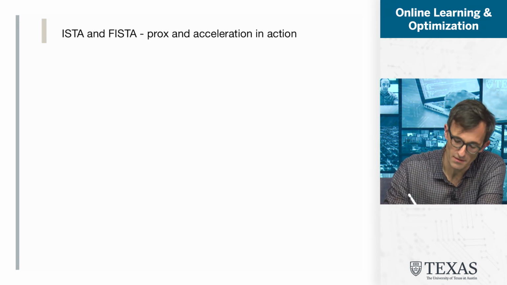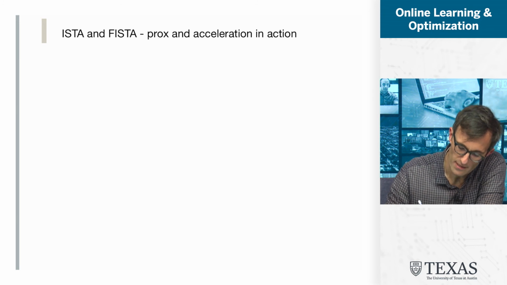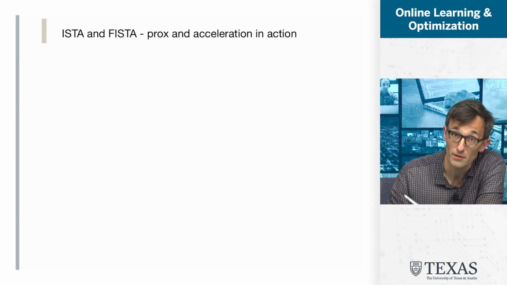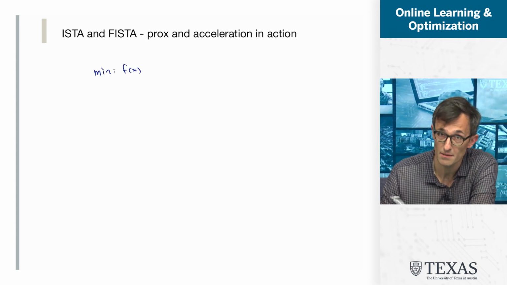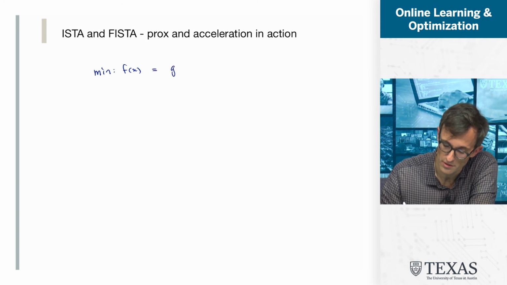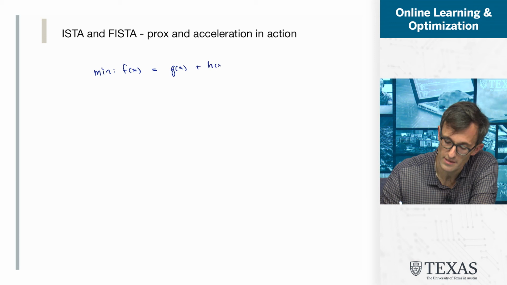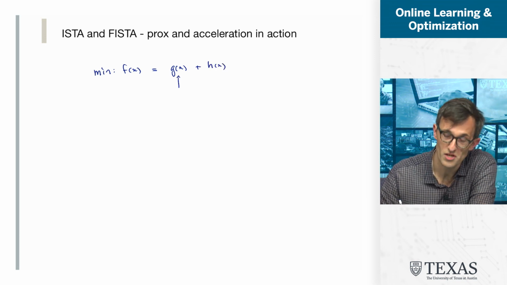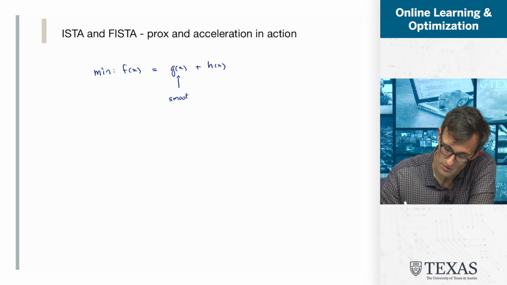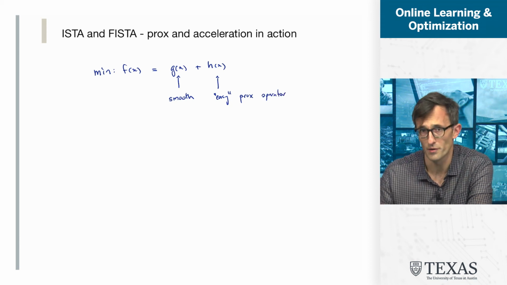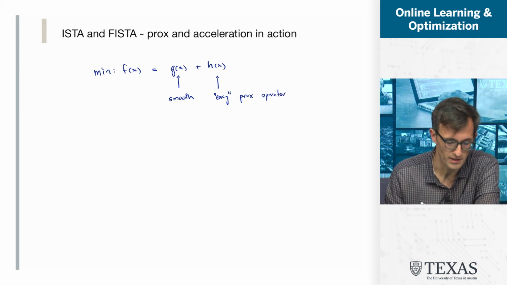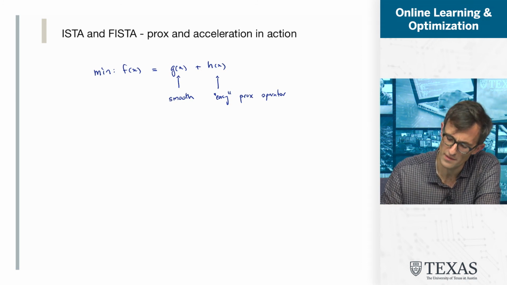So let's just review the basics here. We're looking at problems that have the following form. They're called composite. We want to minimize a function f of x that has some particular structure. It's equal to g of x plus h of x, where g of x is smooth, and h of x has, in quotes here, an easy prox operator. We'll remember again what these mean when we see them in a particular example. But everything here is convex. So f is again convex.